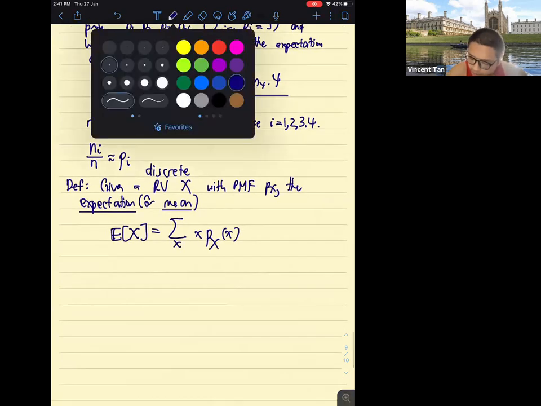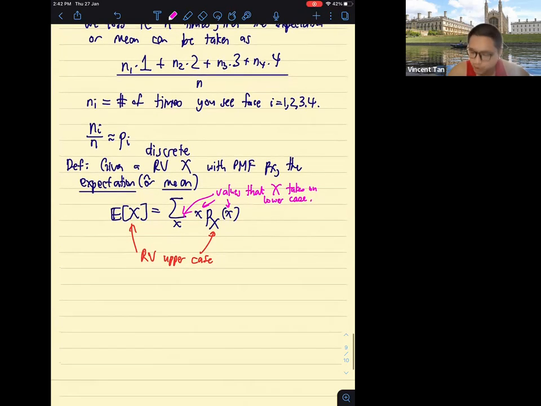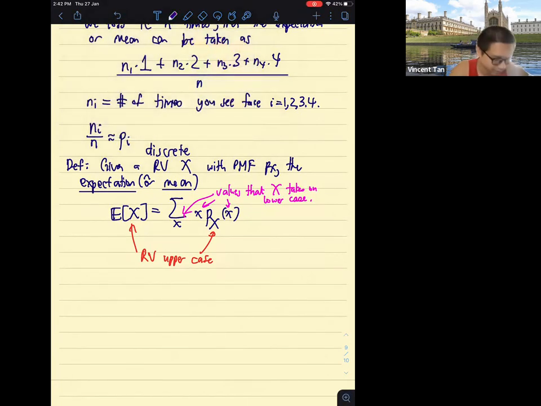All right. So here, what I'm trying to do is, this is the random variable and it's uppercase, as I mentioned. And these are the values that x takes on, and it's lowercase. Okay. So this is the definition of the expectation, the mean, right? So we will have to know how to calculate expectations extensively in this module. All right.